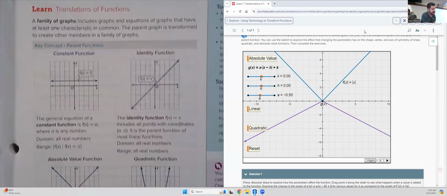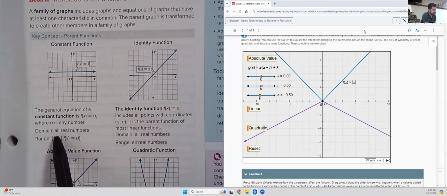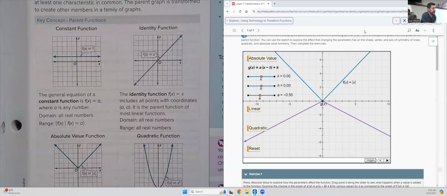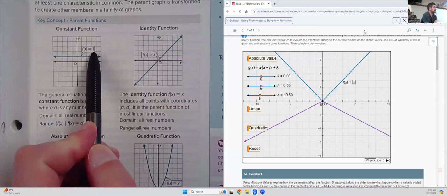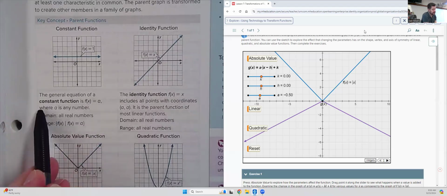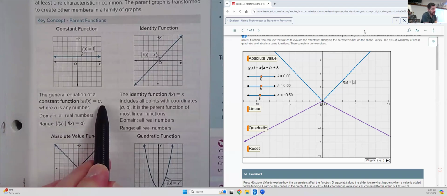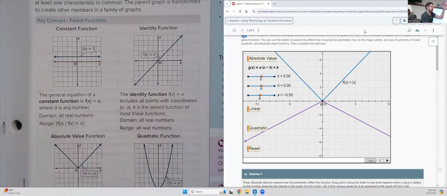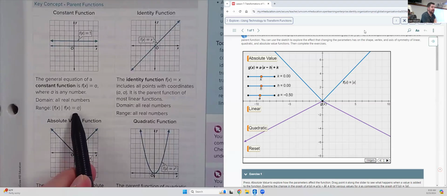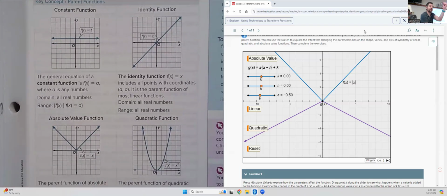So a constant function is a type of linear function, but it's just a horizontal line. So f of x equals a number, there's no x. Or y equals a number, there's no x. The general equation would be f of x is equal to a, and depending on what a is, it changes whether the graph is positive or negative, but it is a horizontal line no matter what. So your domain is going to be all real numbers, and your range is going to be exactly what the y value is, because that's the only y value for a horizontal line. That's what we're talking about there.